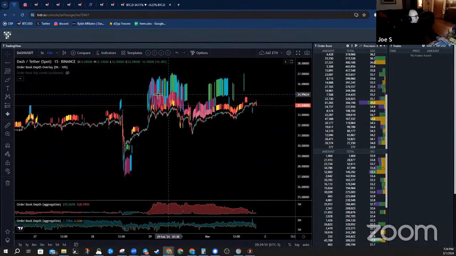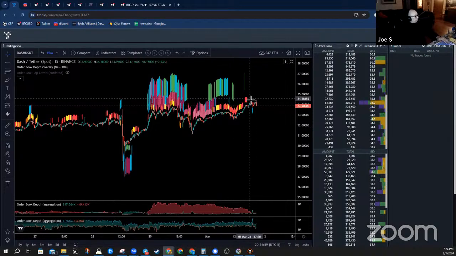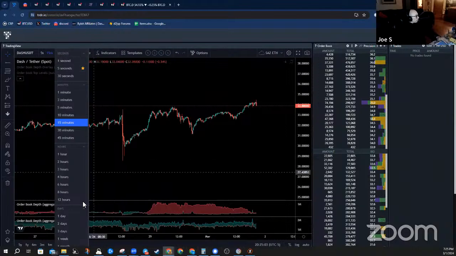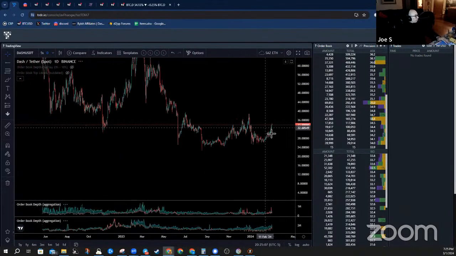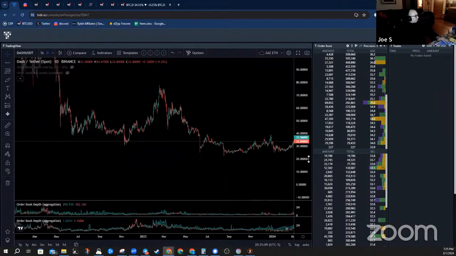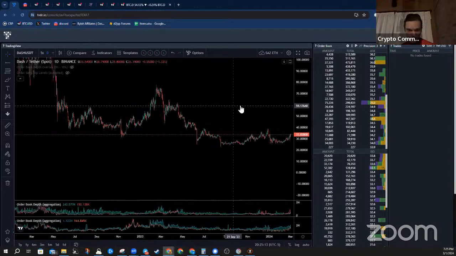Look at how much resistance there was up here before. So much resistance, and now it's starting to fizzle out. I would say this is bullish for Ethereum. I just want to take a quick look at the larger time frames here. Wow, dude. This thing has not done much. Dash is still looking dead, holy shit.